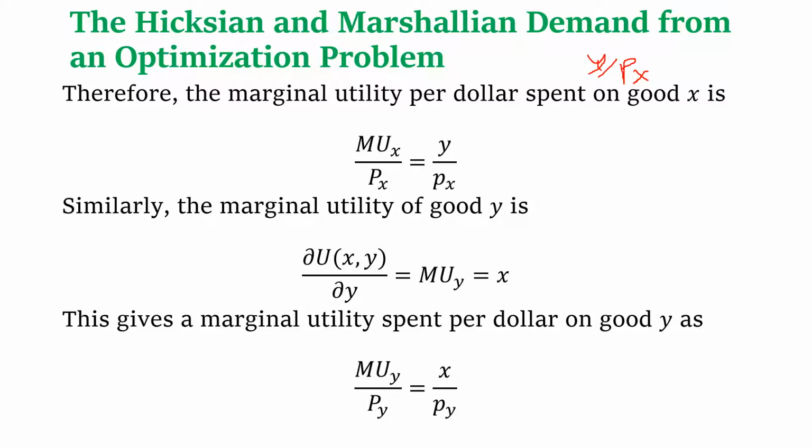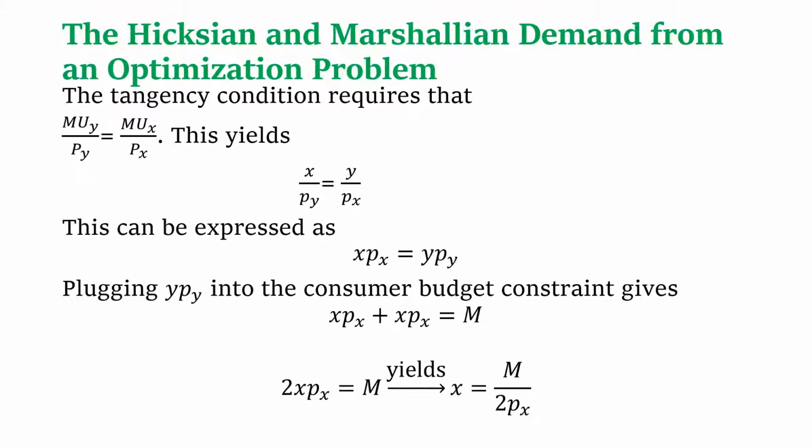Now, you see, if we say the tangency condition requires that MUx over Px equals MUy over Py, it follows that y over Px is the same as x over Py. So if we equate those two, we're going to have x over Py equals y over Px, right?